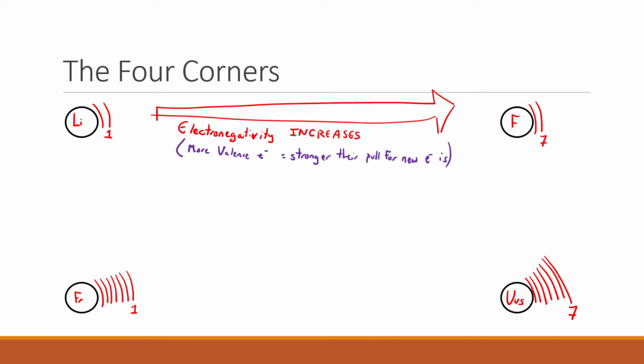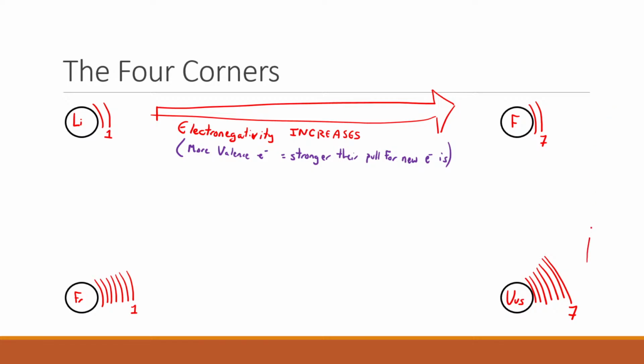They both have 7 valence electrons. They both want to gain more electrons. But if we're looking here at which one is going to be better at it, fluorine is actually going to be the better element at gaining electrons.